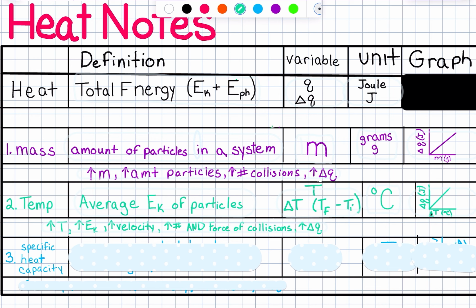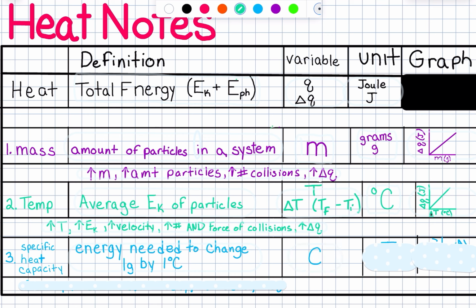Specific heat capacity. This is a new one. Specific heat capacity is talking about the amount of energy needed to change 1 gram by 1 degree Celsius. Our variable for specific heat is a lowercase c. Our units for this, since it's the energy needed to change 1 gram by 1 degree Celsius, energy is on the top, gram is on the bottom, and degrees Celsius is on the bottom.